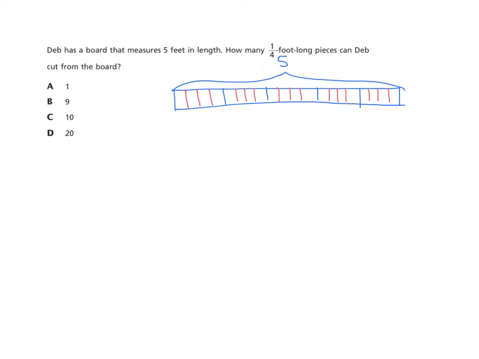All right, well, how many pieces do we have? Each one of these pieces is 1/4 of a foot, right? Take a foot and break it into 4 parts. We do this 5 times. Count them up. 1, 2, 3, 4, 5, 6, 7, 8, 9, 10, 11, 12, 13, 14, 15, 16, 17, 18, 19, 20. Okay, so we can do it that way. We can also do the algorithm. 5 divided by 1/4. And we know that that is the same as 5 times 4, and that is 20.